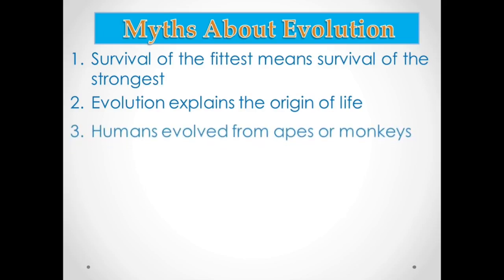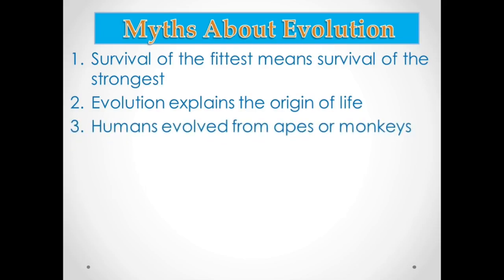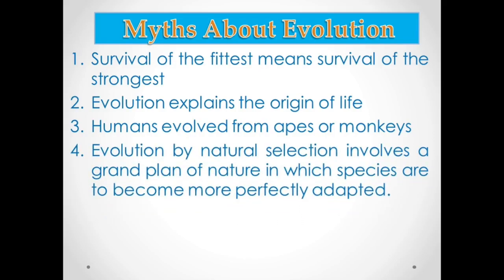Thirdly is that humans evolved from apes and monkeys. Actually, humans, apes, and monkeys evolved along different paths from a common ancestor that lived 5 to 8 million years ago. Okay? And lastly is that evolution by natural selection involves a grand plan of nature in which species are to become more perfectly adapted. There is no evidence of any such plan. Instead, evidence indicates that the forces of natural selection and random mutations can push evolution along any number of paths. Okay, so those are the myths about evolution.